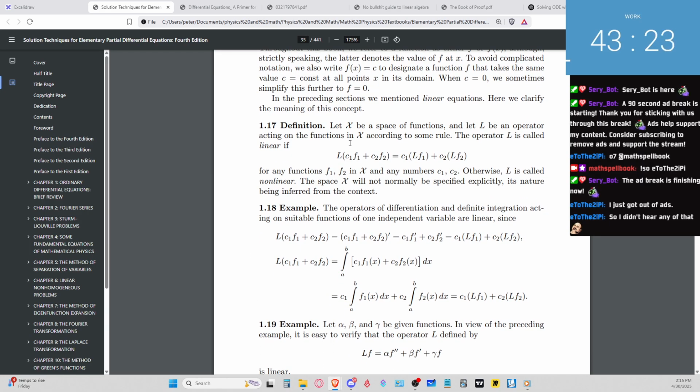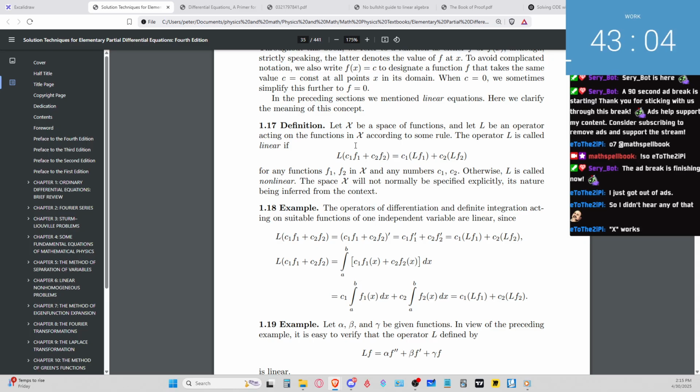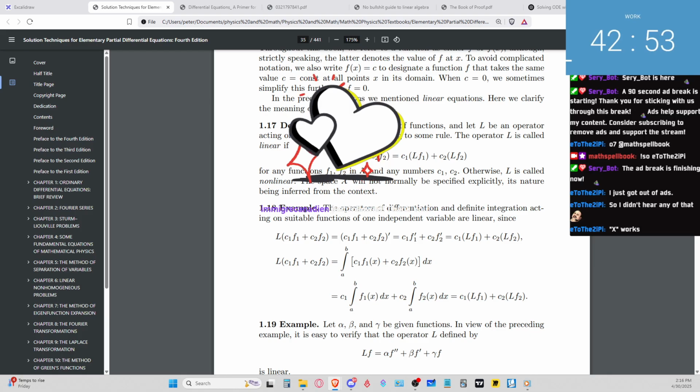Actually, I don't know how you read this fancy one though, because I don't know if it's supposed to be a Greek letter. Now I'm thinking it probably might be a Greek letter, but then I'm probably mistaken. Let X be a space of functions. Let L be an operator acting on the functions in X. Let L be an operator acting on the function.